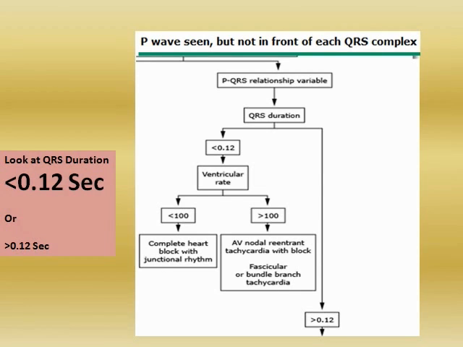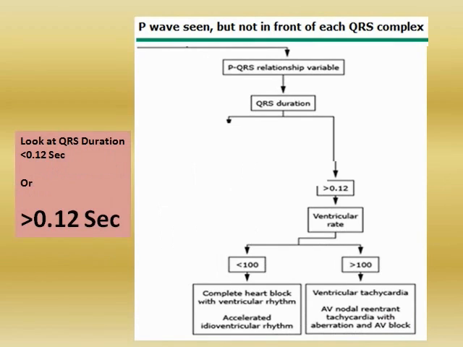Now if the QRS is more than 0.12 second, again look at the ventricular rate, less than 100 or more than 100. If it is less than 100, complete heart block with ventricular rhythm or accelerated idioventricular rhythm. If it is more than 100, it is ventricular tachycardia or AV nodal reentrant tachycardia with aberration and AV block.